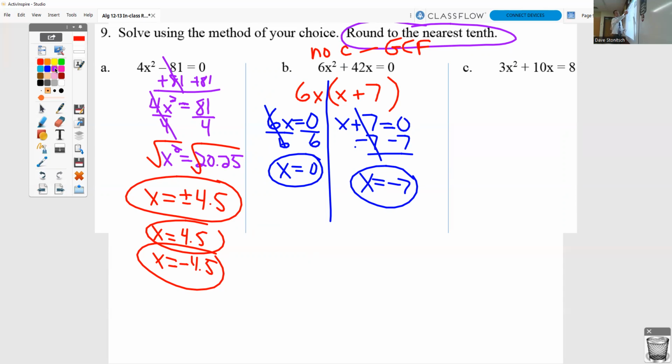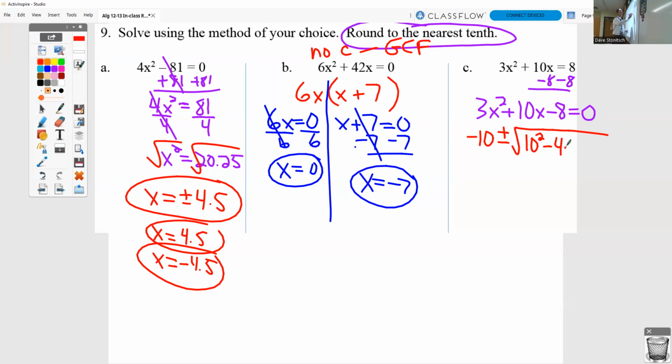when I take a look at this one, I see that it's not equal to 0, so I'm going to set it equal to 0. That way, I can use the quadratic formula. So 3x squared plus 10x minus 8 equals 0. I would use the quadratic formula. Could you, if you wanted to, try and do reverse FOIL there? Yes, but again, anytime a value is not a 1, I would just go straight to the quadratic formula. So negative b plus or minus the square root of b squared minus 4 times a times c, all over 2 times a, 2 times 3.